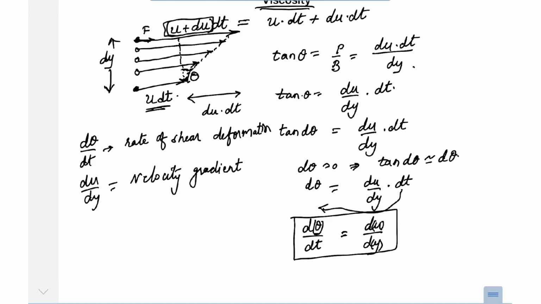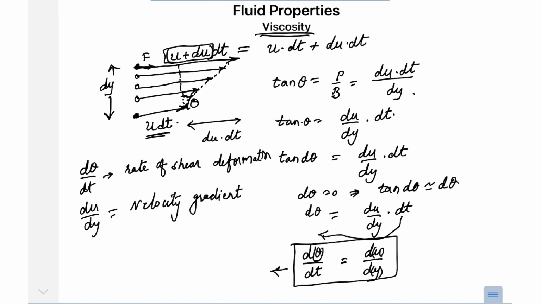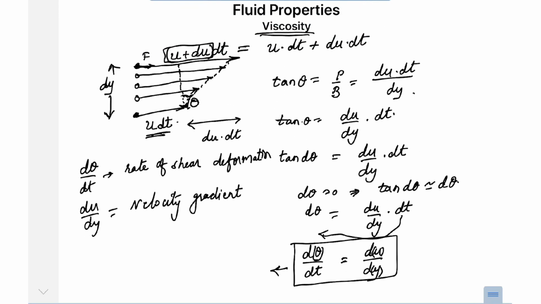So you can say that according to this particular equation, the rate of change of shear deformation will be equal to the velocity gradient in any particular fluid. Now, as there is a velocity gradient, it is very sure that there is a resistance to flow, because of which the lower particles are also moving along with the above particle, and that particular resistance to the flow is known as viscosity.